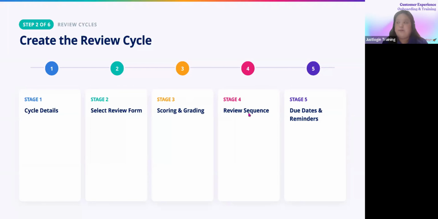That's the sequencing. And then stage five will be setting up the due dates and reminders. We can set up due dates, especially if this is an annual review and you need the result to be up and ready by November, for example. So you set up your due date, and we can also send reminders to the participants or to the reviewers who are still pending.